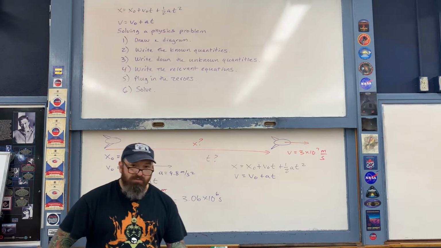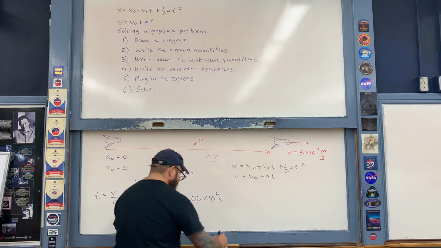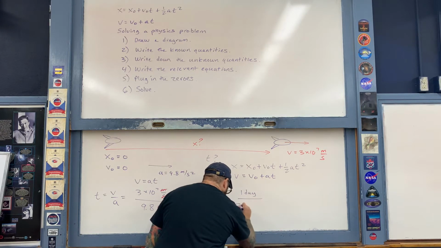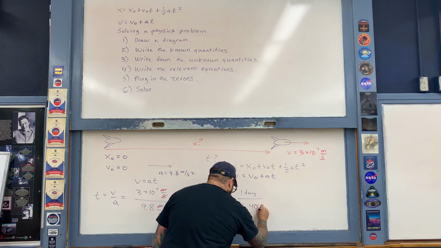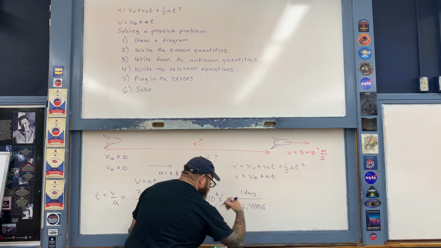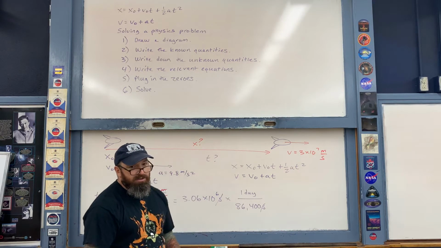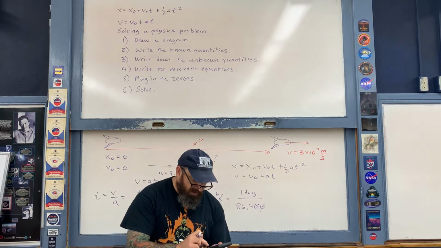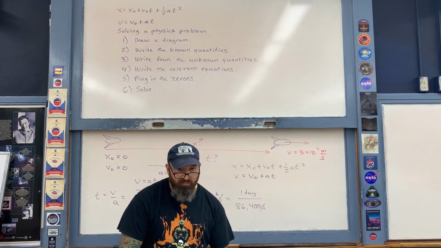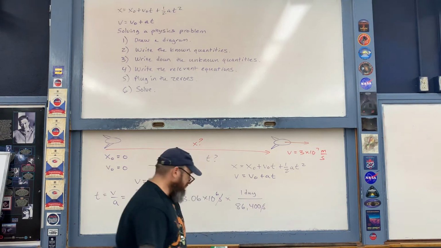So let's go ahead and convert this into days by doing the following. I'm going to multiply by 1 day per 86,400 seconds. So the seconds cancel here and here, and then I'll end up with a time in terms of days. So divide out by 86,400, and this comes out to be 35.4 days, just over a month.